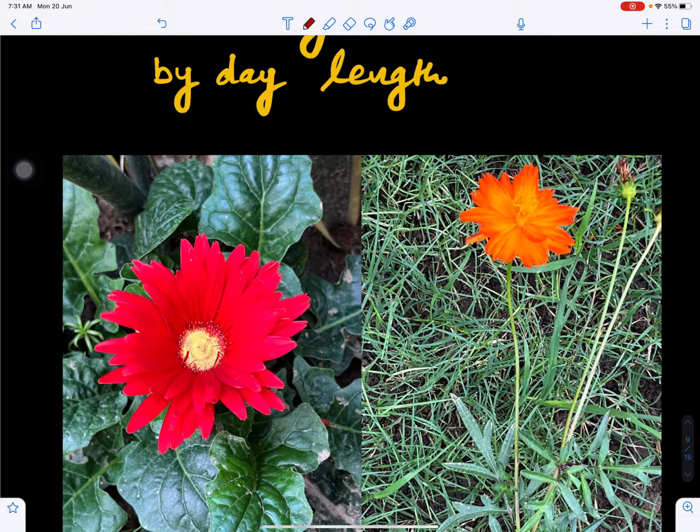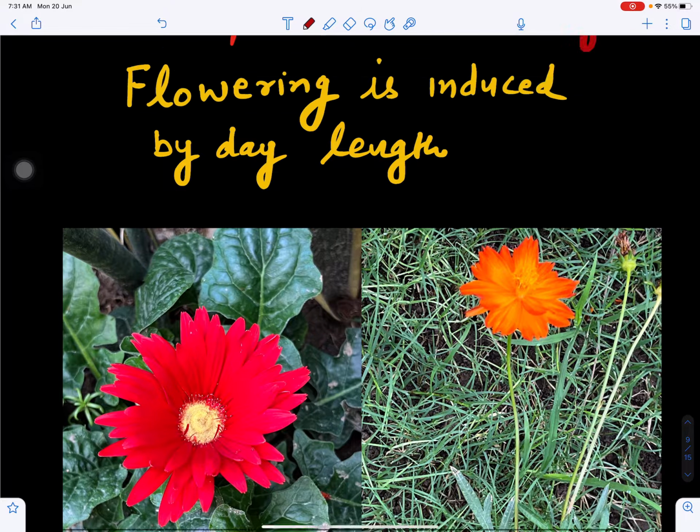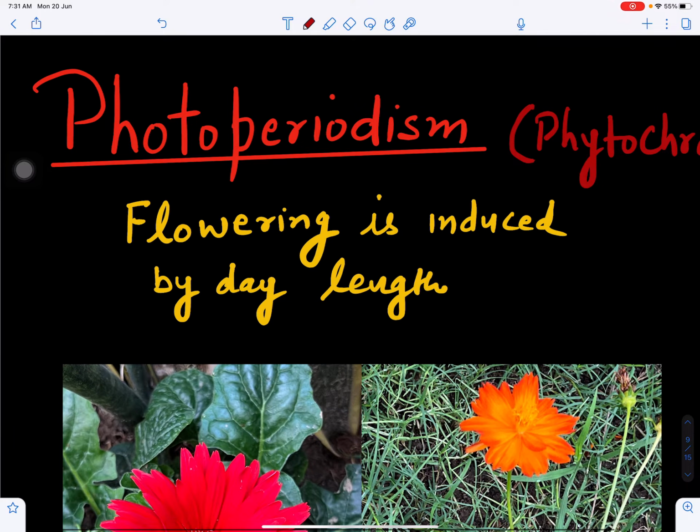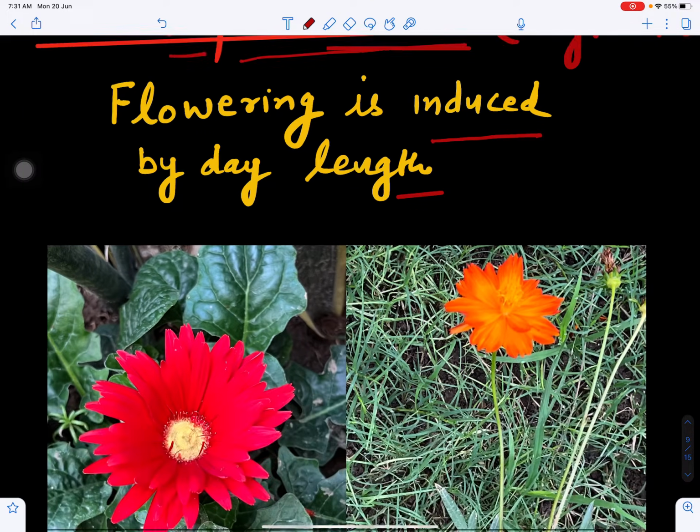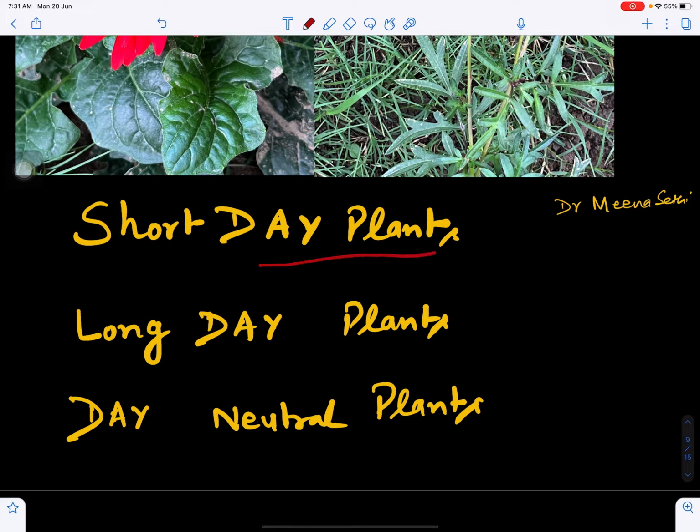And we have discussed in the previous video that this induction of flowering in the plant is by a phenomenon called photoperiodism. Photo means light, periodism means light periods. So flowering is induced by day length, or we can say periods of light. Depending upon that, plants are categorized into short day plants, long day plants, and day neutral plants. We have also discussed in the previous video that leaves are responsible for perceiving the photoperiodic stimulus, which can induce the flowering in the plant.